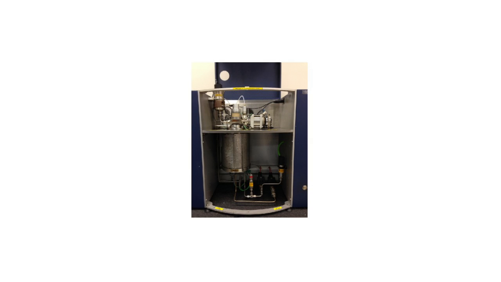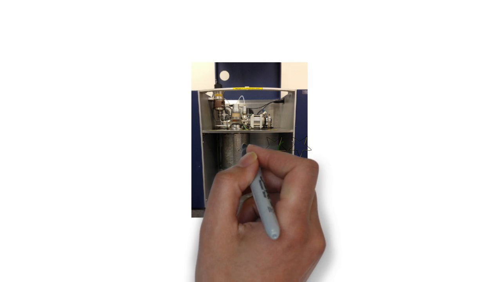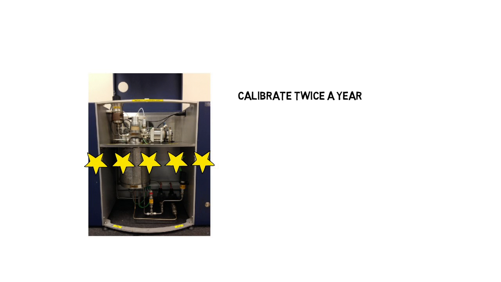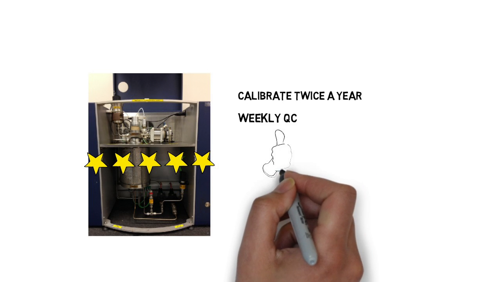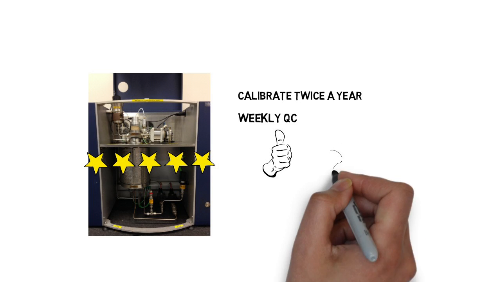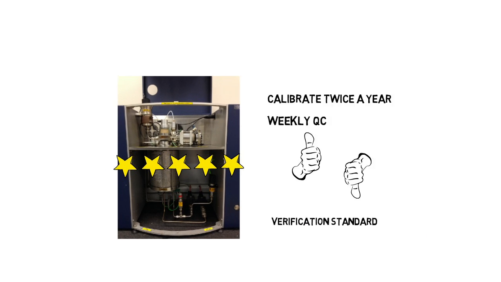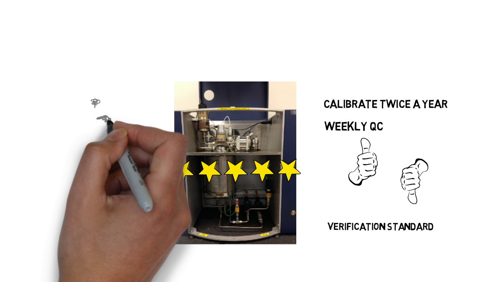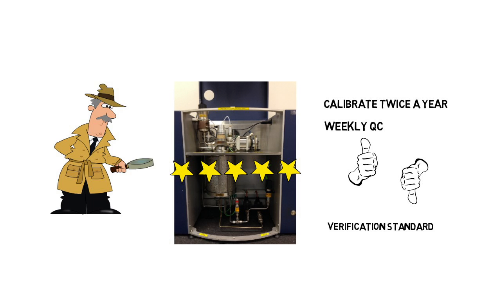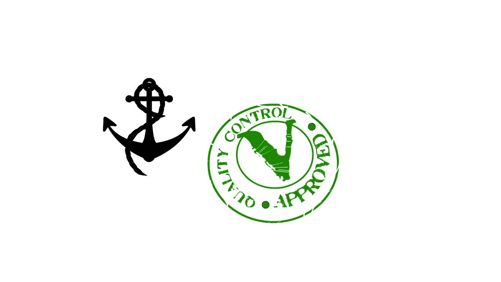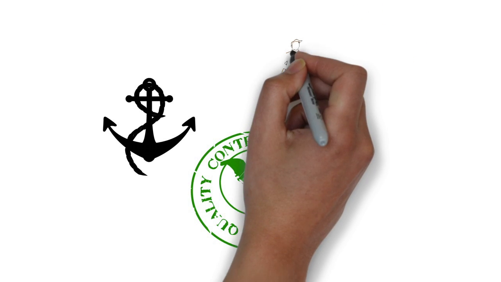Now, I want to touch upon the quality control that we perform to make sure that our machine is working properly. We calibrate twice a year, as well as running weekly QC to make sure that the machine is operating as it should. If the weekly QC fails, we then run a verification standard. And if that fails, we then take action steps to track down the problem. The bottom line is that we want to ensure that our customers are getting the quality results that they have come to expect from VPS.